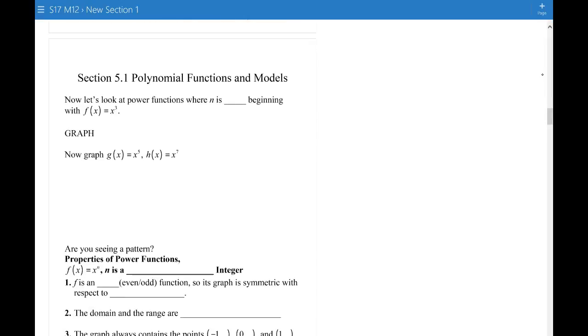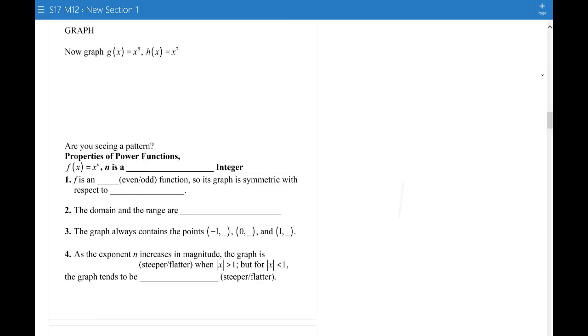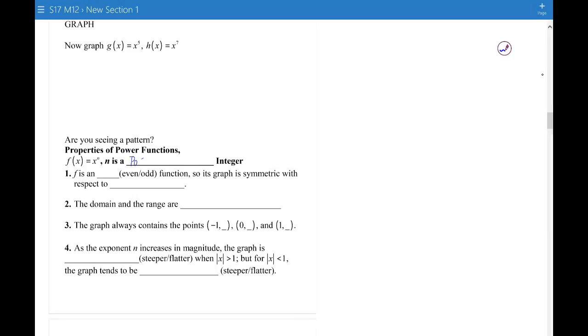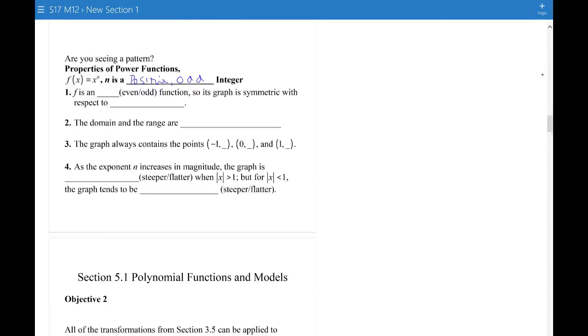Okay, then we'll also look at power functions where n is odd, beginning with x cubed, and then we'll graph x to the 5th and x to the 7th, and I hope you'll do this along with me using Desmos. And then we'll look and see what happens when we have a positive odd integer as the power on the power function, and what are the features of the graph.